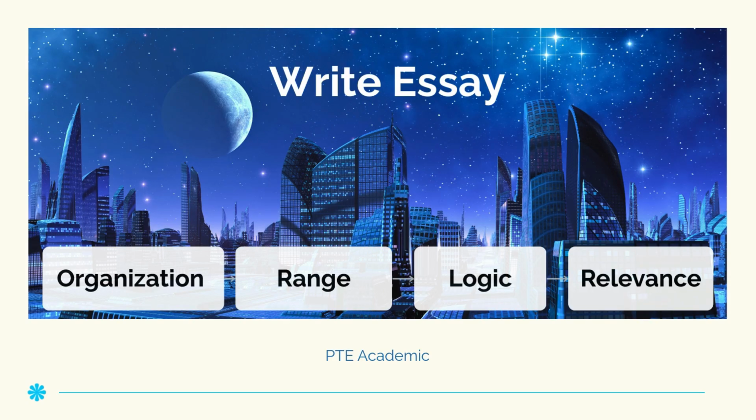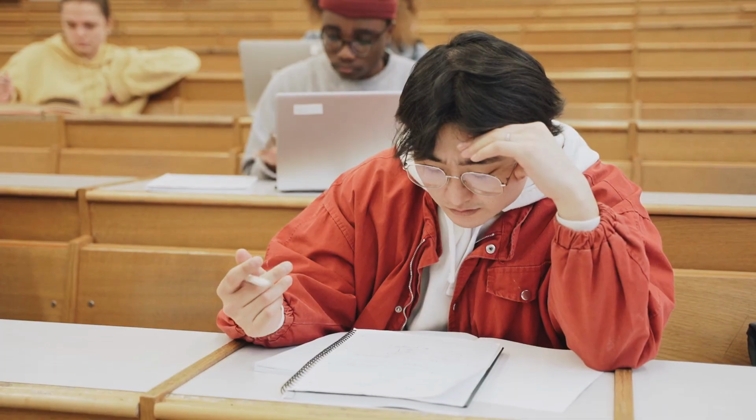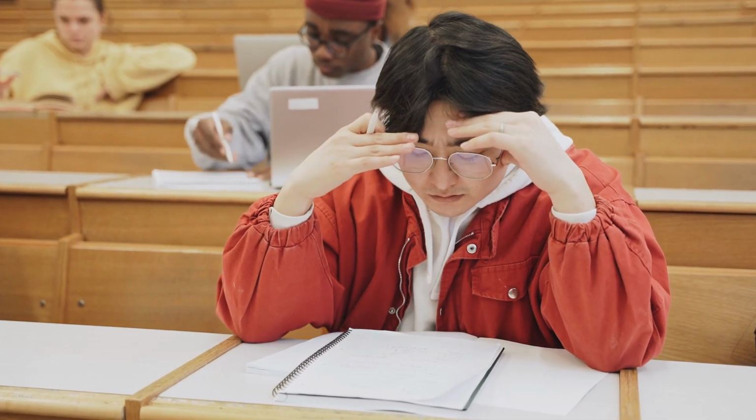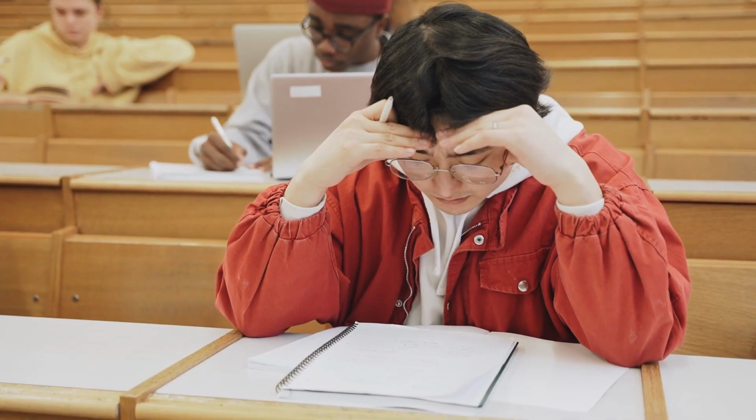Now, of course, they're looking for things like organization, range, logic. But what does that really mean? In general, I will say that this PTE Academic exam, they do not care about creativity. They care about clarity and structure. So your ideas don't need to be brilliant, but your sentence structures, your logical thinking, and your organization need to follow some type of structure. So let's get that template.